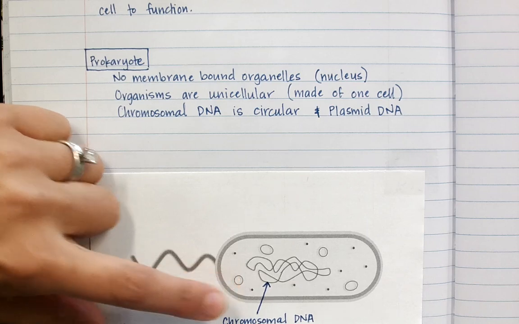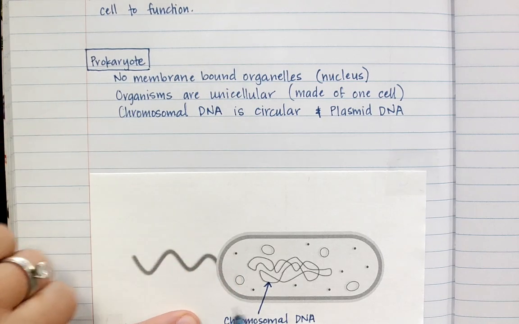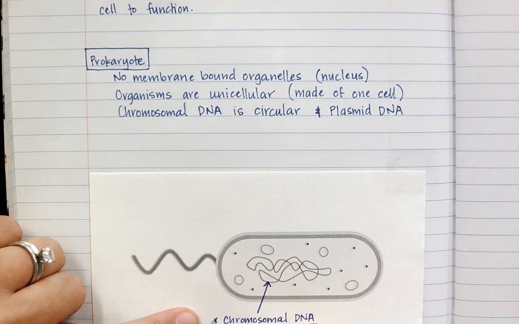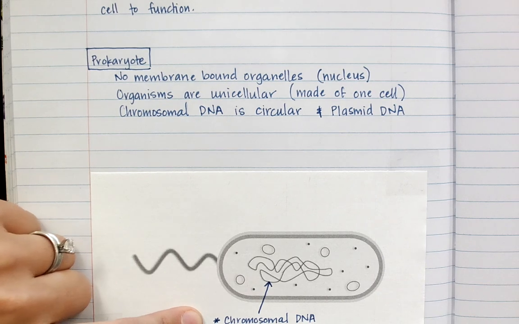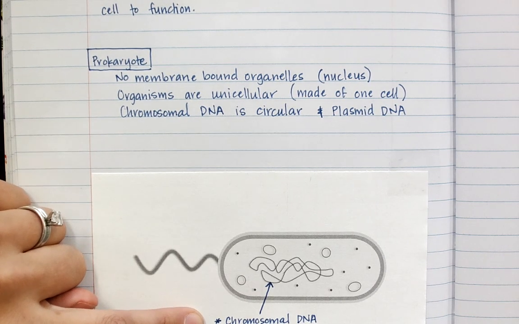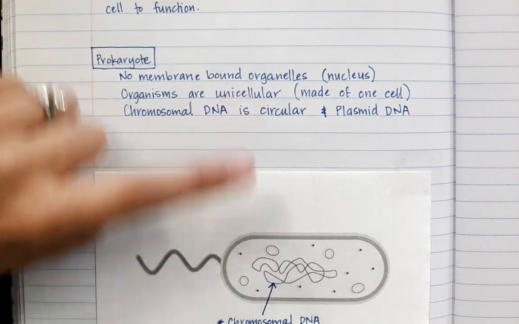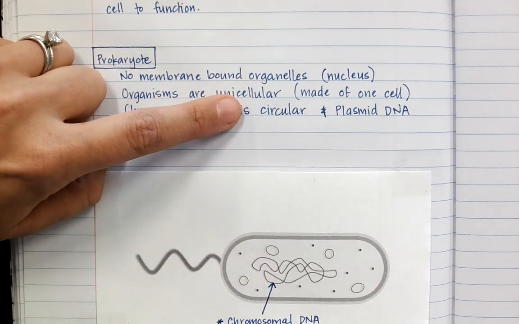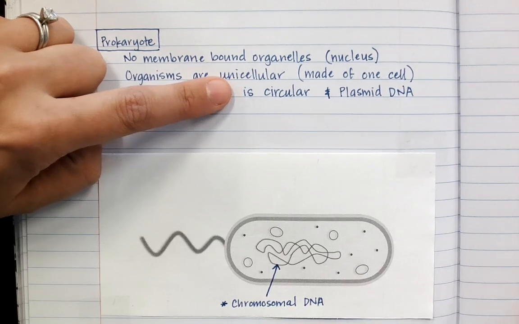And all cells have chromosomal DNA. So I'm going to put a star next to this to indicate that all cells have this. You have chromosomal DNA. The difference is you're not a prokaryote. Your chromosomal DNA is not circular. Oh, sorry, you guys can't really see that very well, can you?